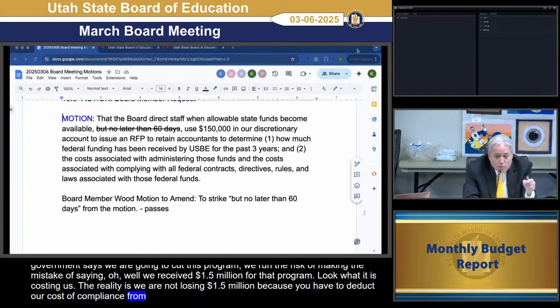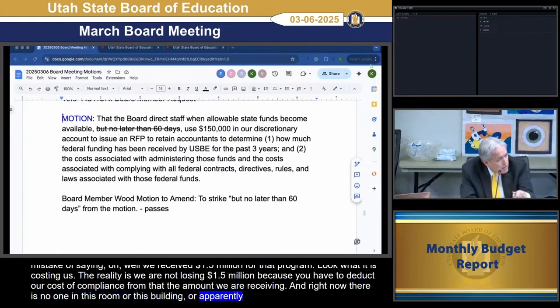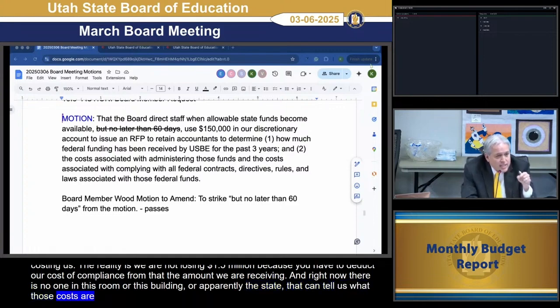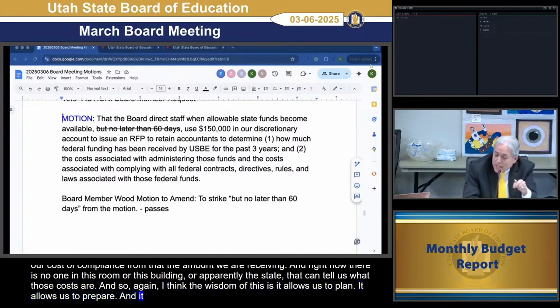And right now there is no one in this room or this building or apparently the state that can tell us what those costs are. And so, again, I think the wisdom of this is it allows us to plan, it allows us to prepare, and it allows us to impose a fiscal responsibility that we simply haven't had.